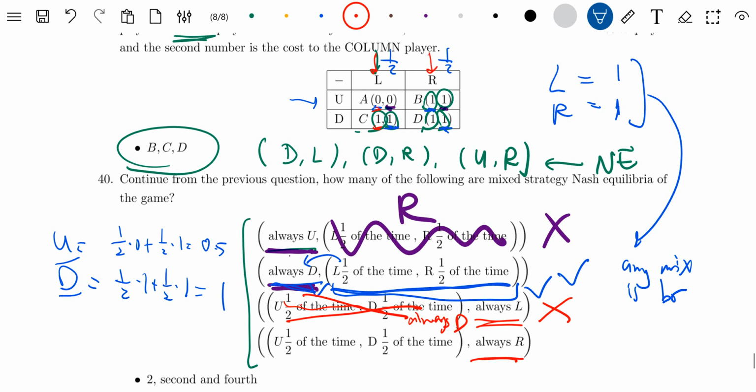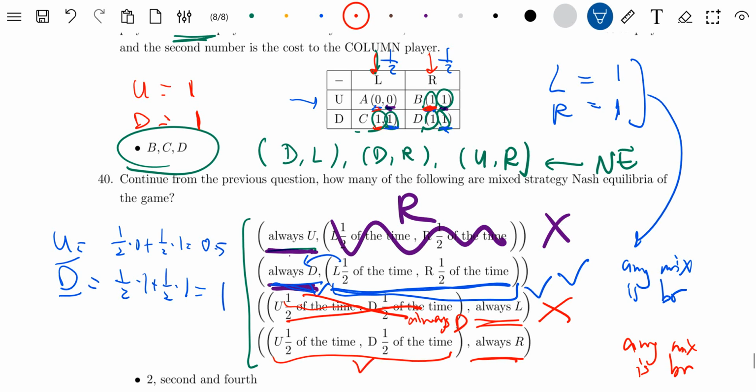If the column player is always playing R, then if I choose U, I'll get 1, this one, not the second one. For the row player it's the first number. So I'll get 1 from U and I'll get 1 from D as well. So I am indifferent. So in particular, any mix is a best response. So this is the best response.